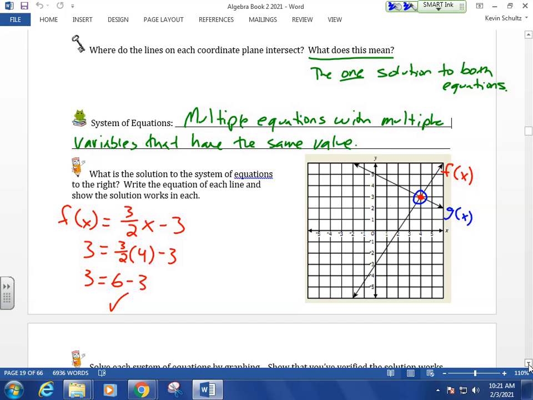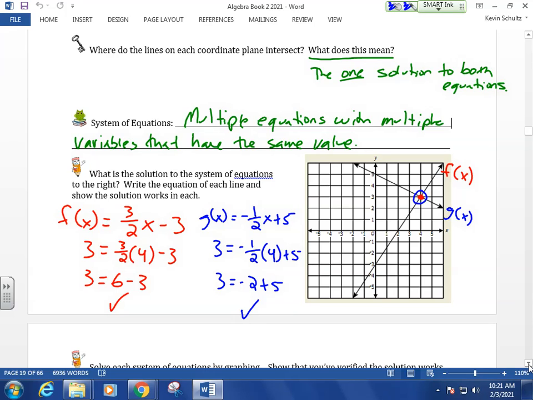What is the g of x equation? Drew? Y equals negative 1/2 x plus 5. Good. G of x or y equals negative 1/2 x plus 5. Plugging in that ordered pair 4, 3, we get 3 equals negative 1/2 times 4 plus 5. Negative half of 4 is negative 2. And negative 2 plus 5 does equal 3. That checks out as well.